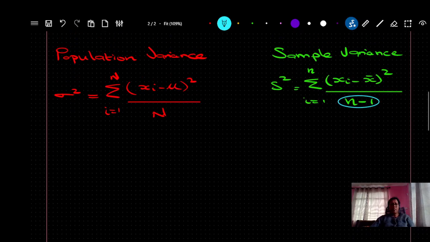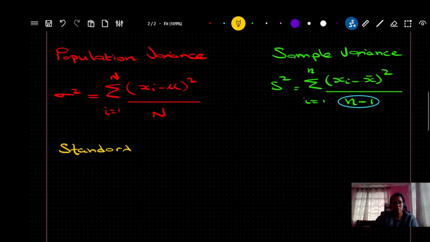Then we have, of course, the standard deviation, which I think you're familiar with. So the formula of standard deviation. Standard deviation is represented by sigma, okay? Because it is the square root of variance, okay? And the square root of sigma square is sigma. Square root of variance.